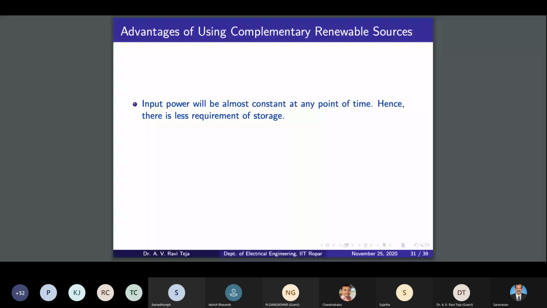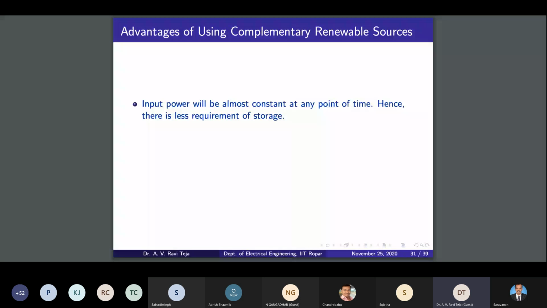I have to use a large battery in the case of a solar power plant, if I want to give power at night also. Similarly, a large battery is required for a wind power generation system also, if I want to give power continuously, right? So if I use both together, then I don't need such a large battery. I may require a very small battery, smaller than both individually. That way I get an advantage if I use solar and wind, which are complementary.